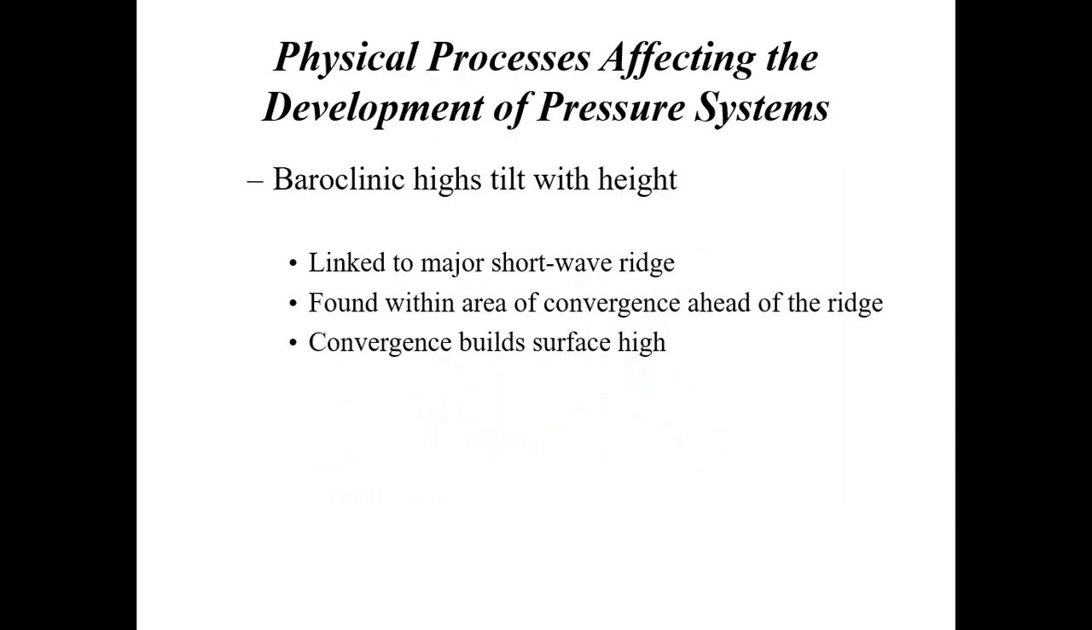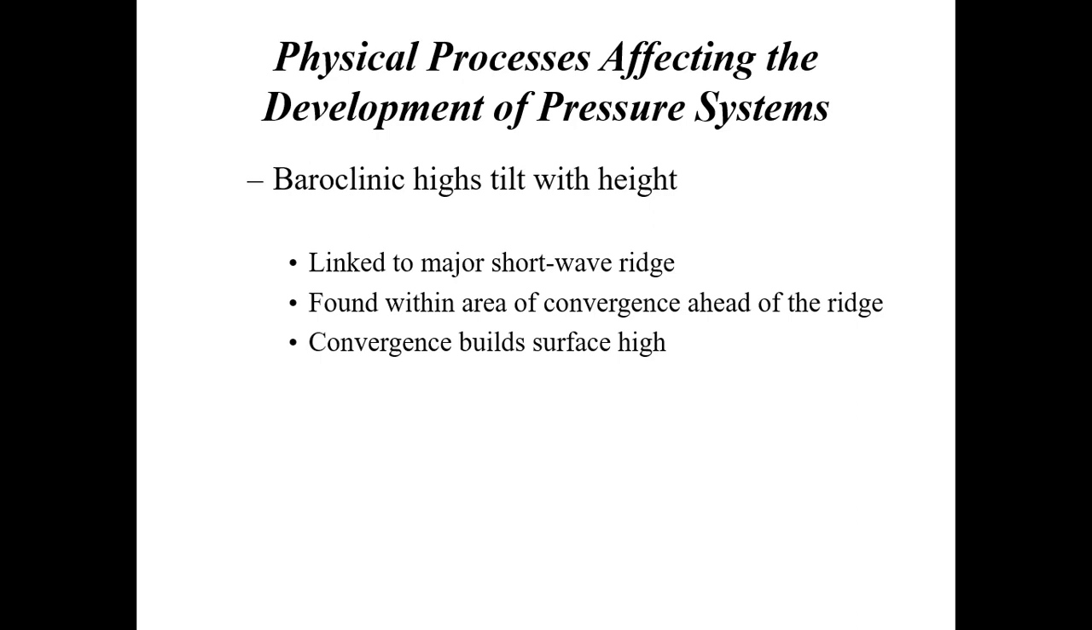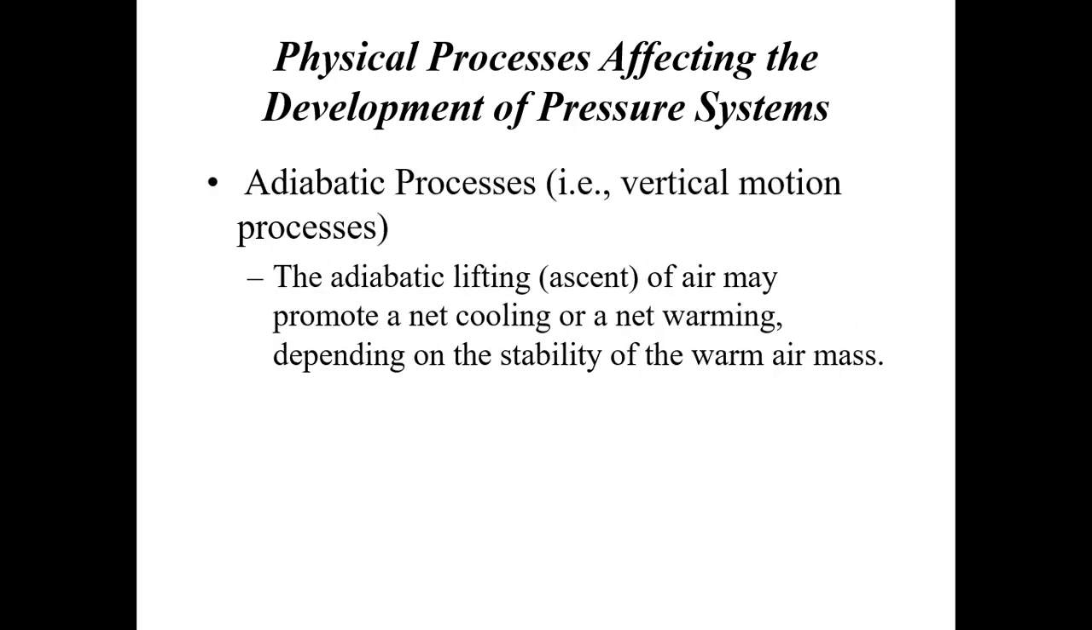So with baroclinic highs, they also tilt with height, and they're linked to these major shortwave ridges. The shortwave ridge axis, again, is indicated by that jagged sawtooth line. And they're found generally within areas of convergence ahead of the ridge, associated with that negative vorticity advection, NVA. And with the convergence aloft, you're adding mass aloft. The greater the amount of mass aloft, the greater the sinking air motion, and the stronger your central pressure is going to be at the surface. So that is how baroclinic systems stack.